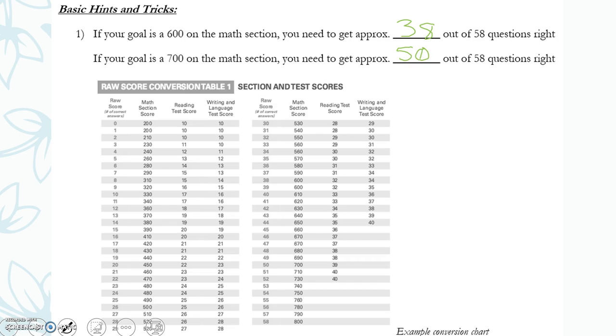If you see below, there's the conversion table that gives you all of the scores, but this conversion table is only for one specific test. It'll change depending on the test that you take, but it's usually around that general area.